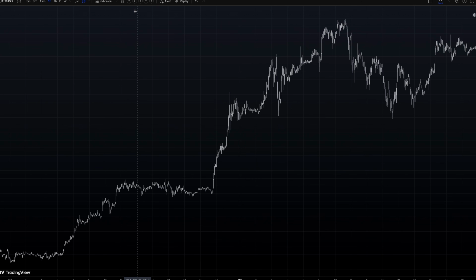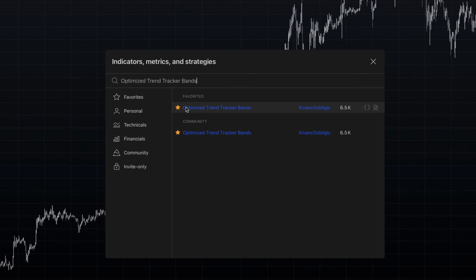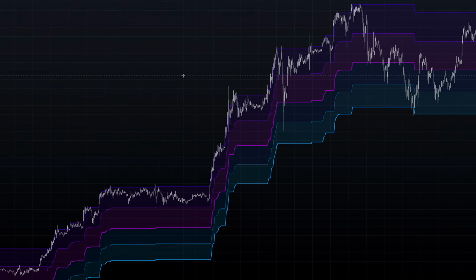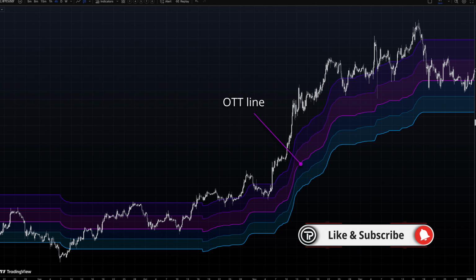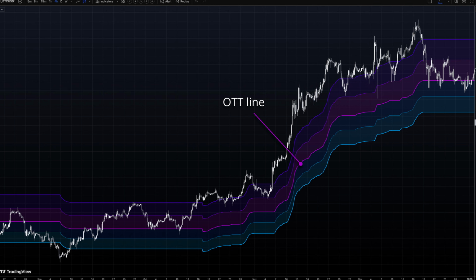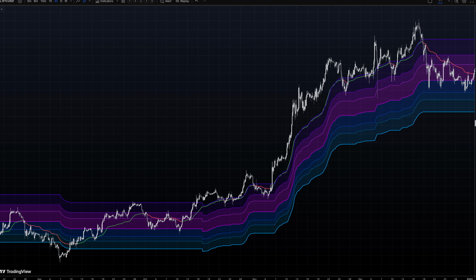The second indicator we'll be using today is called Optimized Trend Tracker Bands, OTT Bands, also created by Kivanc Ozbilgic. The OTT Bands system overlays price charts and consists of a main OTT line serving as the primary trend reference, upper and lower bands creating channels around the main OTT line, an optional support line using a configurable moving average, and optional Fibonacci levels within the bands.